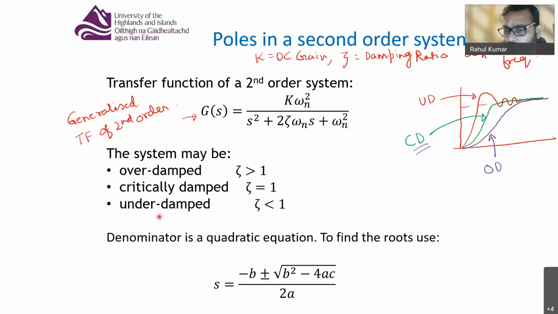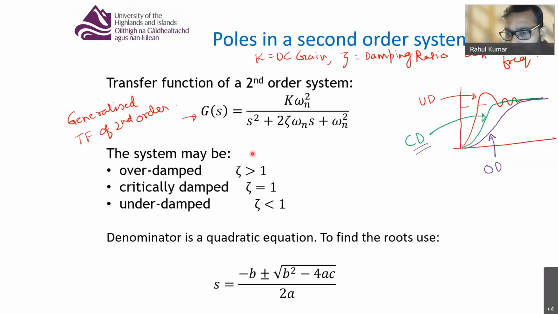Now I'm going to make a few conclusions here. Just bear with me. So all these types of response depend on the value of zeta, right? And if we look into this generalized transfer function of second order, zeta is here, in the denominator.